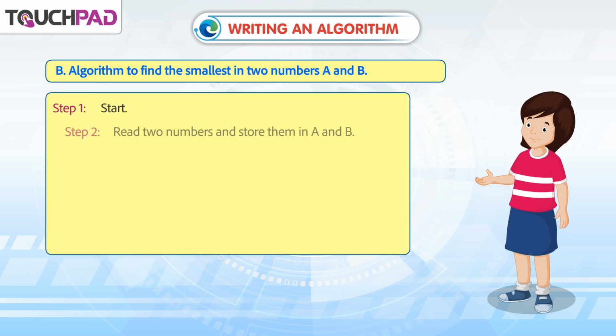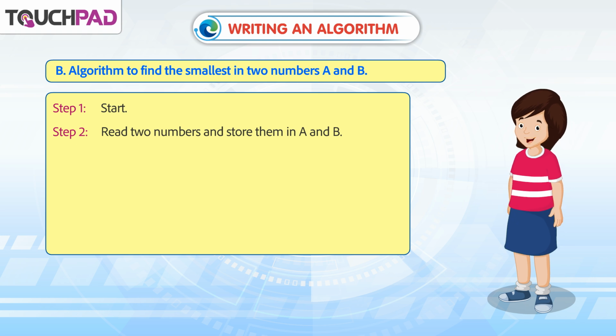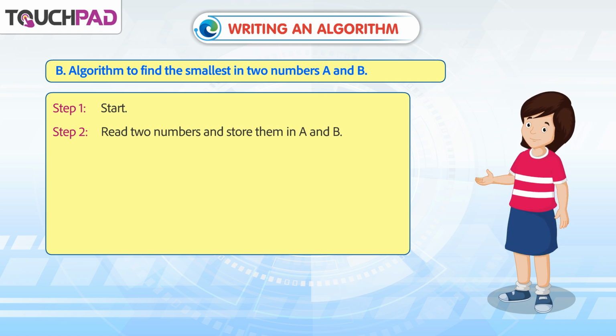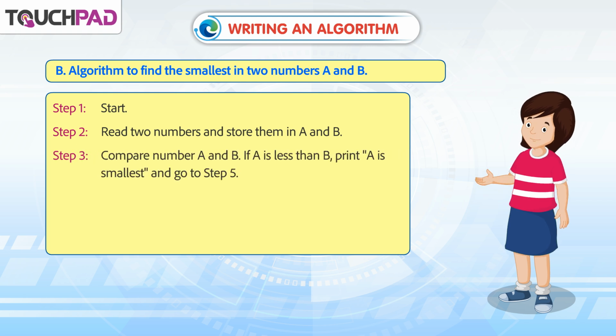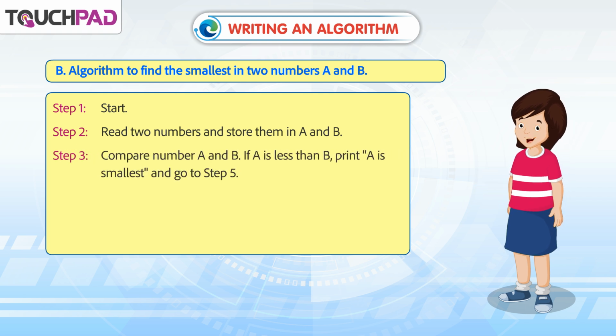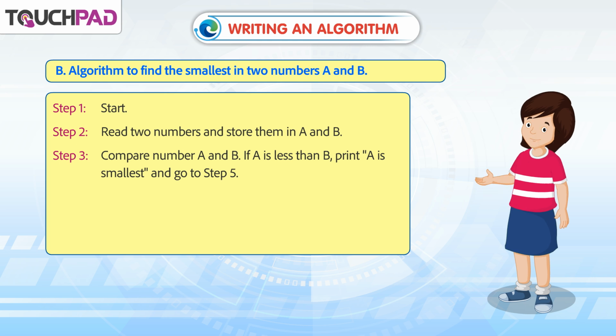Step 1. Start. Step 2. Read two numbers and store them in A and B. Step 3. Compare number A and B. If A is less than B, print A is smallest and go to step 5.